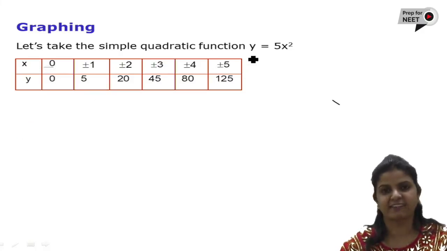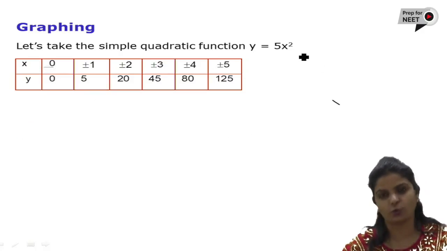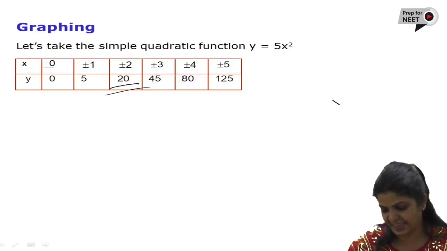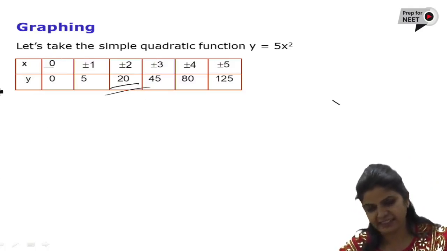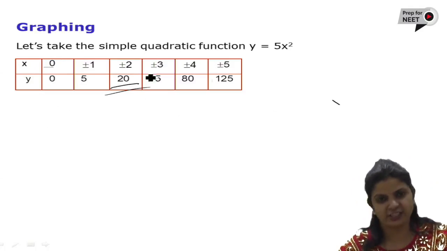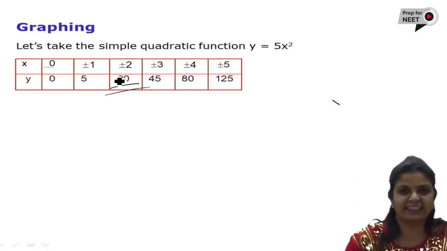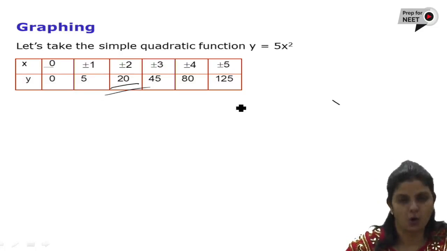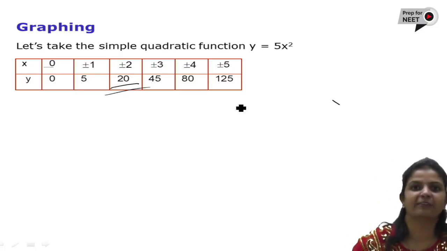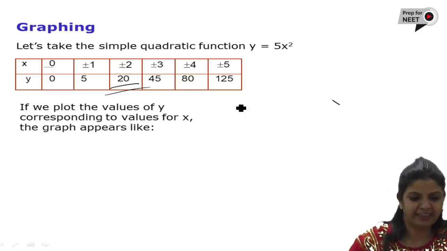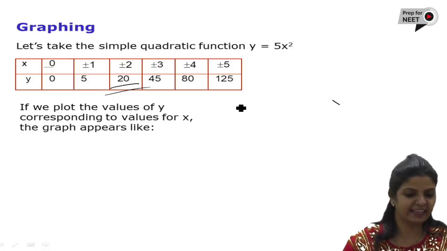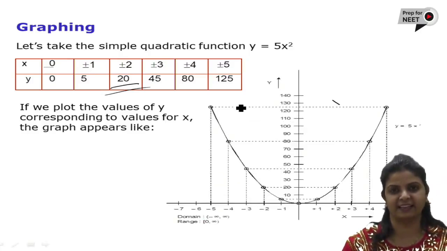Put x is equal to 2 or minus 2, 2 square is 4, 4 into 5 is 20, y is equal to 20, like that. Right? So we'll make this table first, right? Chosen some values of x, we calculated different values of y and I made this table ready. Now what I'm going to do is plot this graph, right? We plot the value of y corresponding to the value of x and the graph appears like, look at here.